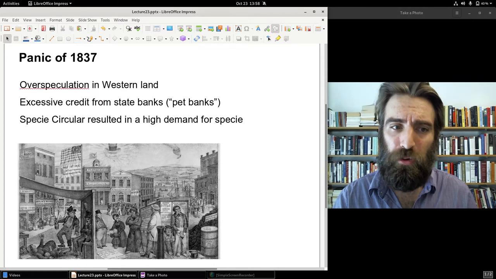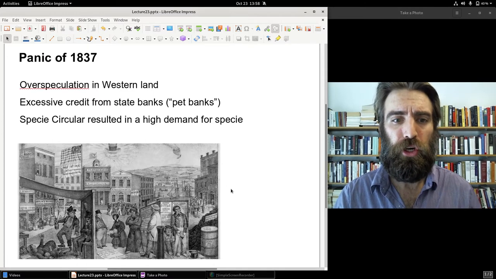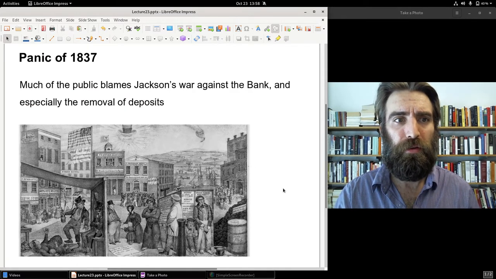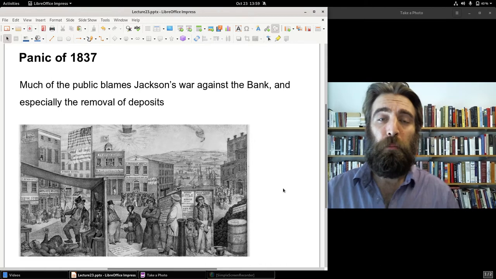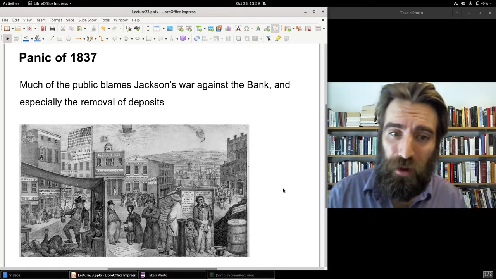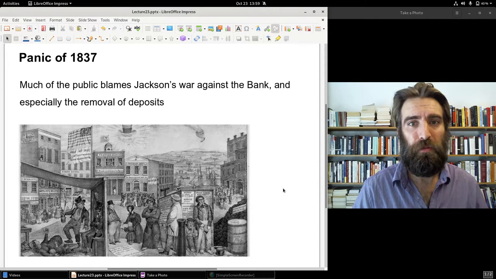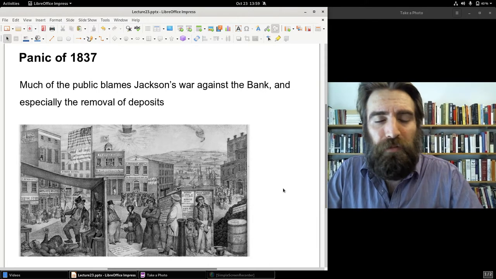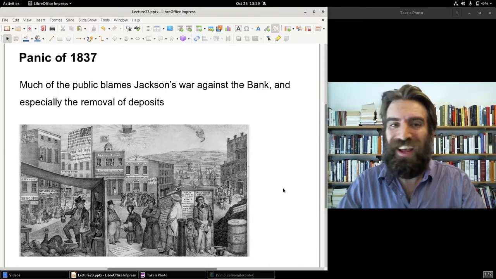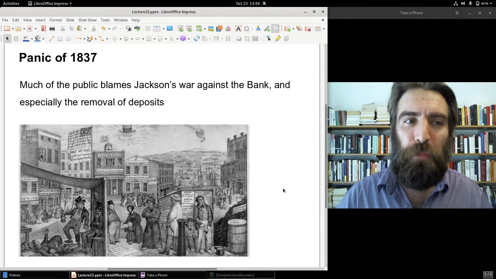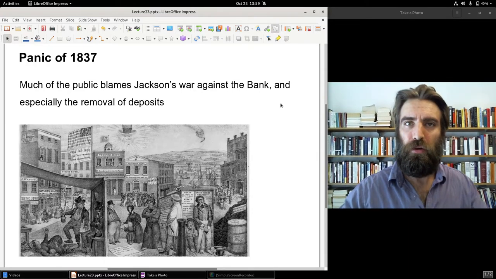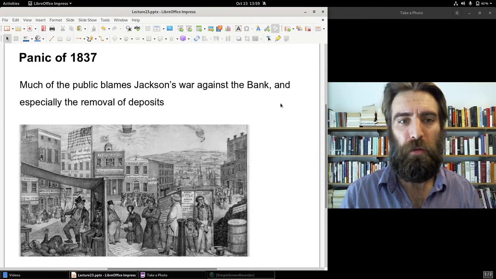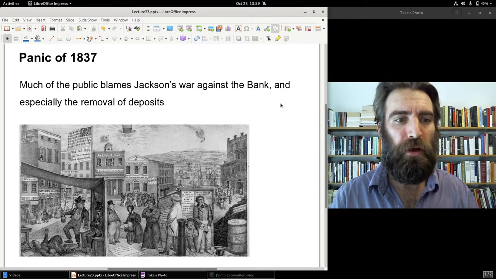We've seen this cartoon earlier. We looked at it last lecture. This cartoon was in the context of 1837. Much of the public actually blamed Jackson's war against the bank. The public can be fickle sometimes, and especially the removal of deposits. And so there was sort of a backlash against Jackson and the Democrats in light of this panic.